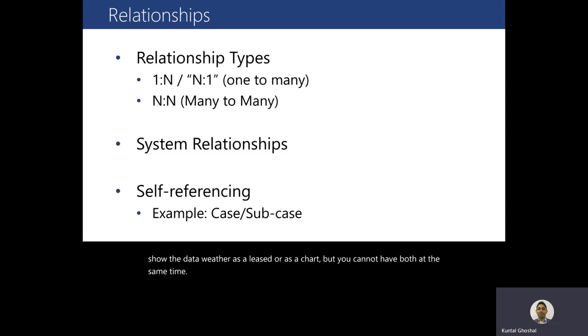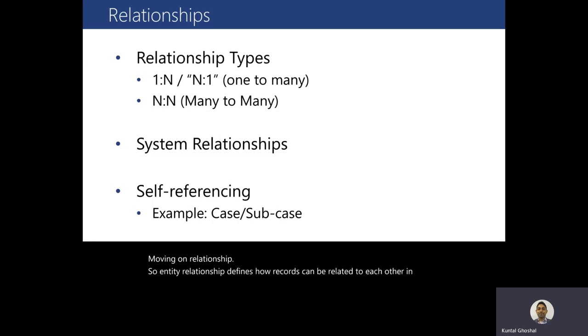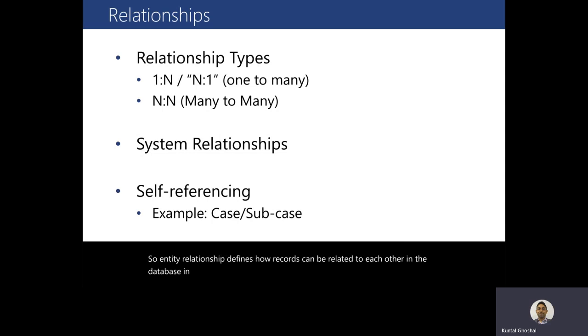Moving on, relationship. So entity relationship defines how records can be related to each other in the database. At the simplest level, adding a lookup field to an entity creates a new one-to-many relationship between these two entities and lets you put a lookup field on the form. With a particular lookup field, your users can associate multiple child records of that entity in a single parent-child kind of scenario.